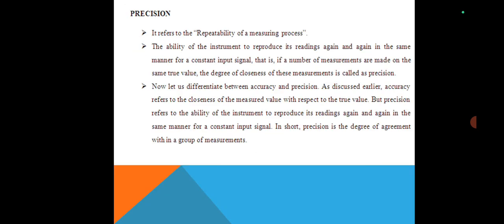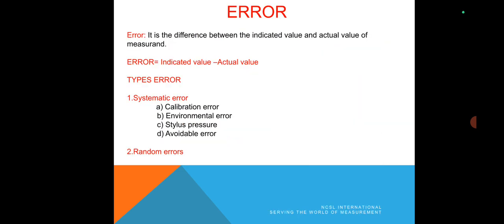Then what is precision? Precision simply means, in a single word, repeatability. It is the ability of the instrument to reproduce its readings again and again. So however many times we take a measurement, we get the same reading again and again. It is called precision.